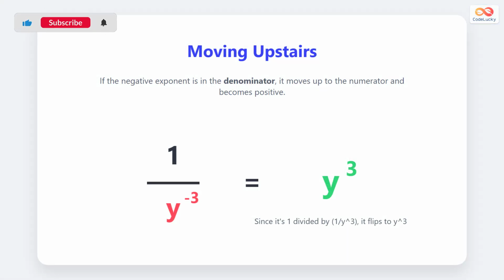The rule works both ways. If you have a term with a negative exponent in the denominator, you move it up to the numerator to make the exponent positive. In this example, 1 divided by y to the negative third power becomes just y to the positive third power. By moving it upstairs, we fix the negative sign.